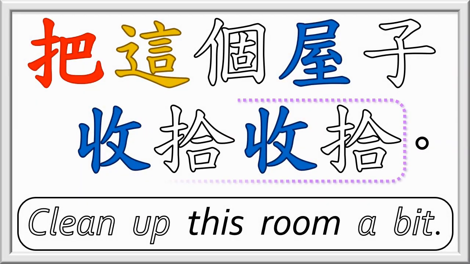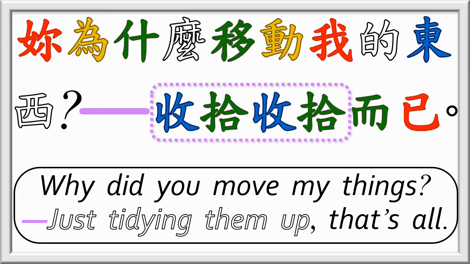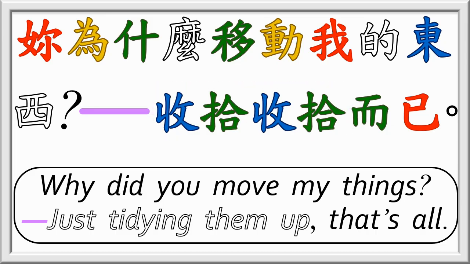If those two characters are considered to be a verb, as in 介绍 to introduce, or 收拾 to straighten up, it will follow the pattern ABAB. 介绍介绍 or 收拾收拾. Here are two examples. 把这个屋子收拾收拾. Clean up this room a bit. 你为什么移动我的东西？收拾收拾而已。Why did you move my things? Just tidying them up, that's all.